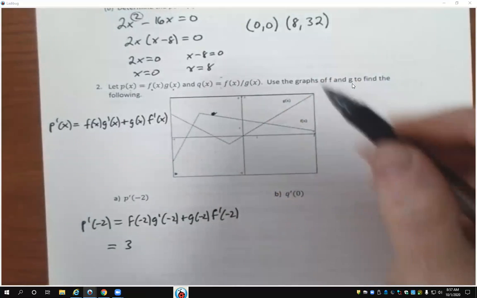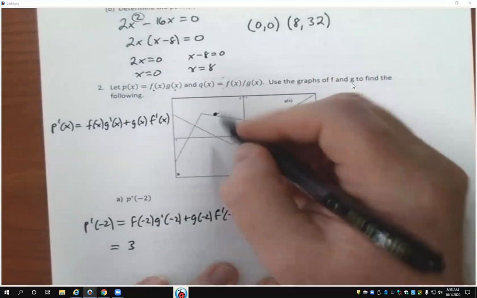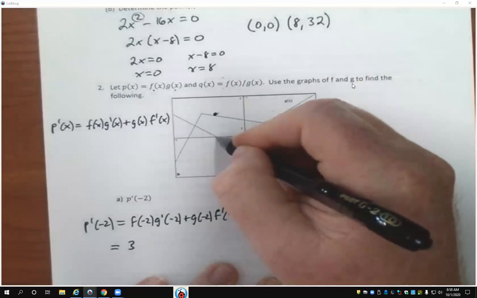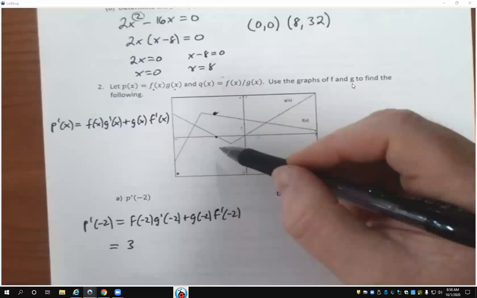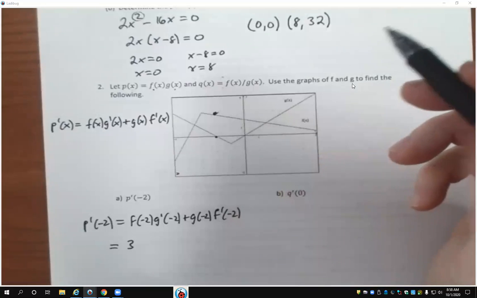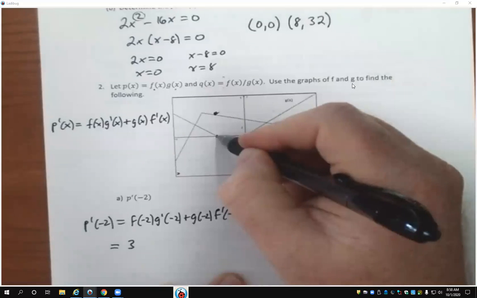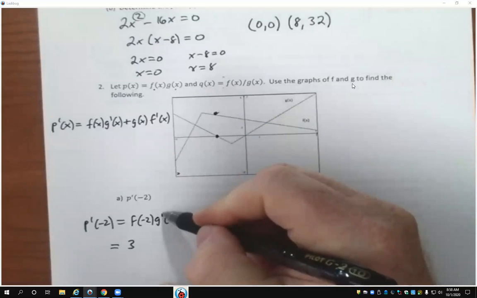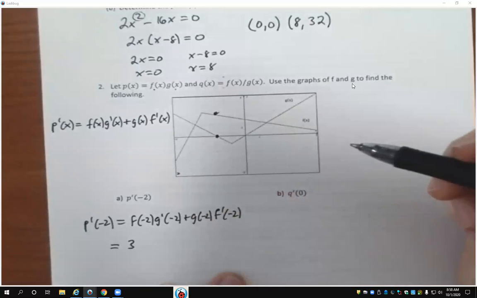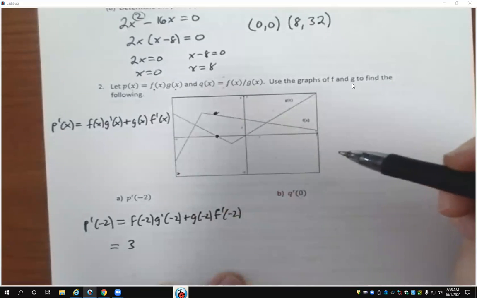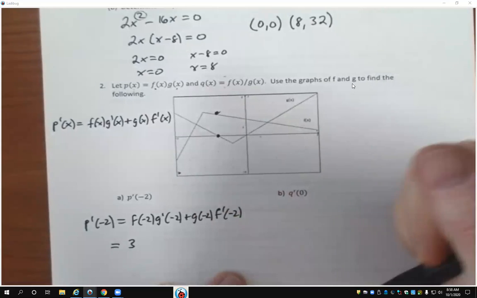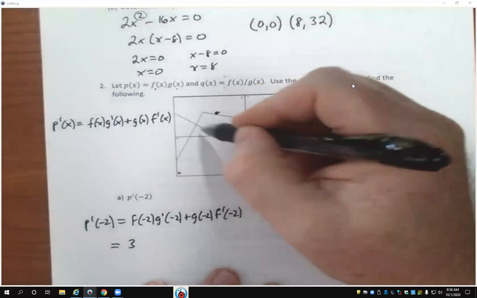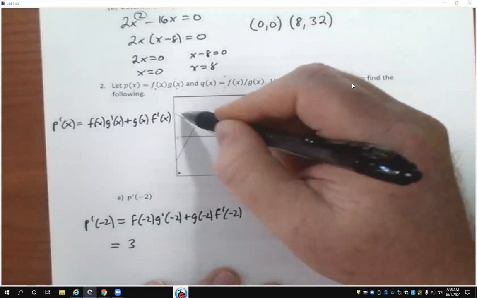Next one, okay, we just got to do a little thinking. G prime of -2. Well, first of all, let's go to g of -2, okay, which is right here. That's g of -2. I want g prime of -2. So how am I going to figure that out? What's prime mean? The derivative. And what does derivative mean? Slope. So I want the slope of this line. G prime of -2 is the slope of this line.